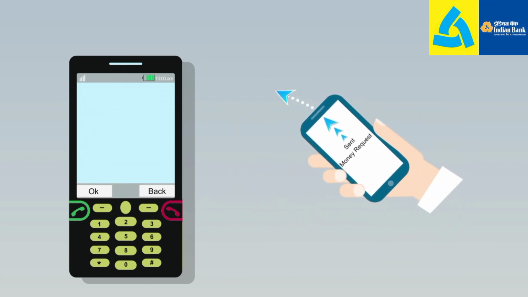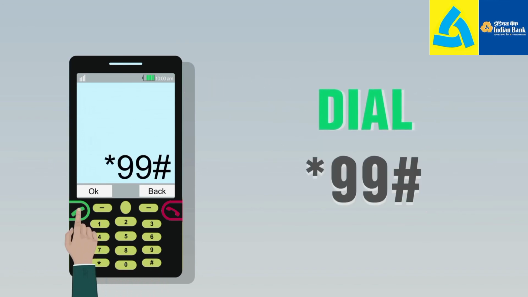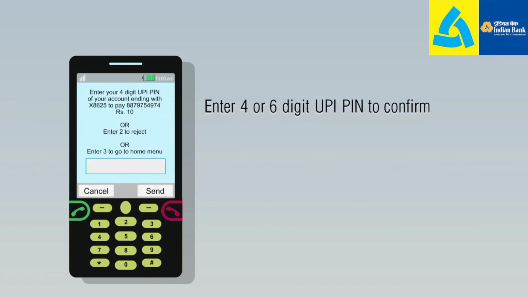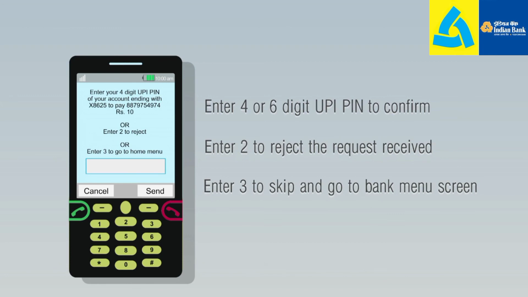If you are a customer from whom the money is requested, following is the process of transaction. Please dial *99# from your mobile phone. A menu will be displayed with the following options. Enter 4 or 6-digit UPI PIN to confirm, or enter 2 to reject the payment request received, or enter 3 to skip and go back to bank home menu screen.